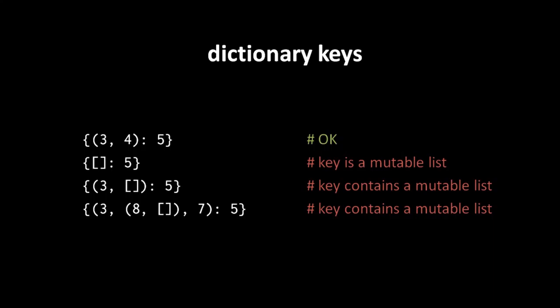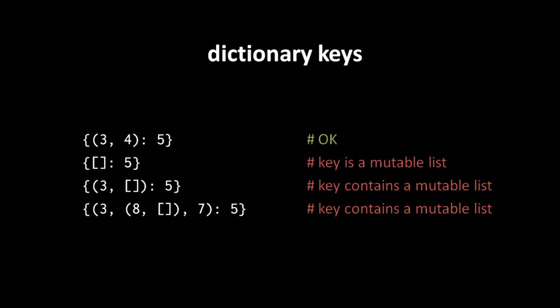In the second example, the dictionary key is a list, an empty list, but that's not okay because a list is mutable. And then in the third example, the key is again a tuple, but one of the items of that tuple is itself a list, and lists are mutable, so this key isn't entirely immutable, even though the tuple itself is immutable. The tuple can't be modified to point to some other list or to some other object at that index, but the object referenced by the tuple can itself be modified. So this tuple is not a valid dictionary key.